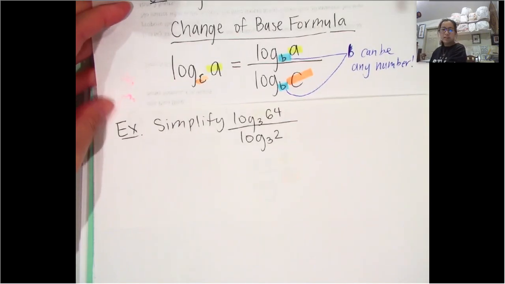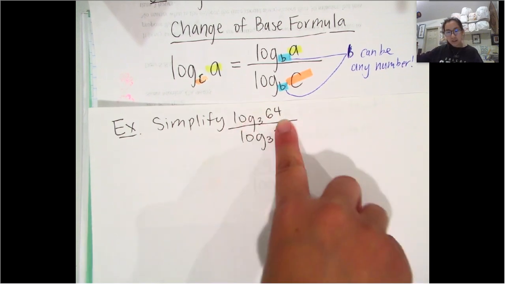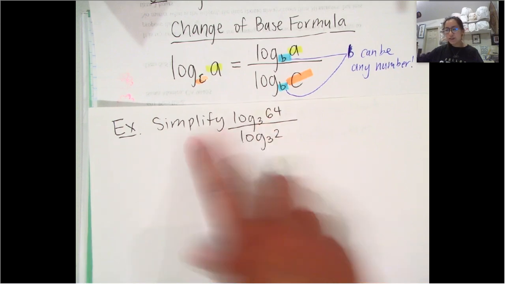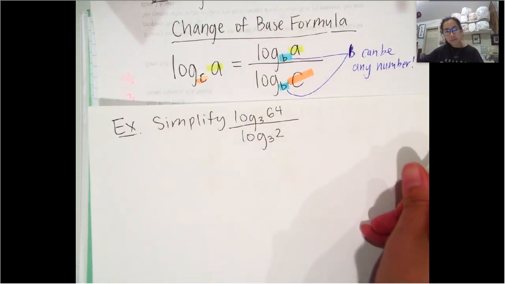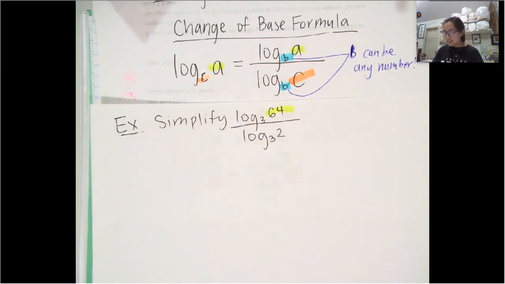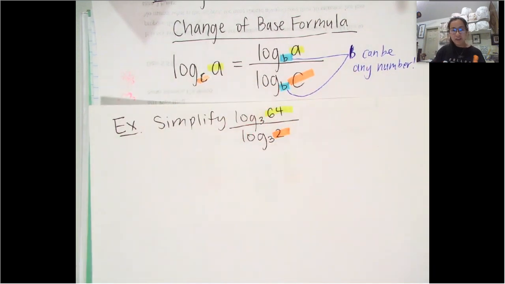Okay, so if you're looking at this example, you'll know that it kind of matches up with the change of base formula. If you're looking at that, you have log base 3 of 64 over log base 3 of 2. So these two bases are the same, and you're dividing. This matches up with the right side of the formula completely. Okay, so then all you have to do is identify which one's a. Well, a will be 64. Which one's c? Well, that's 2. And you rewrite it the way it's written on the other side.